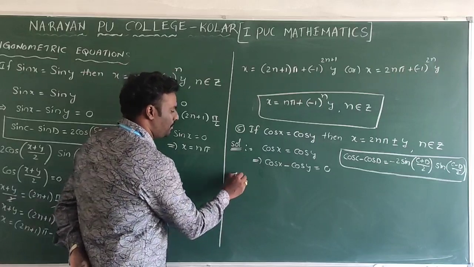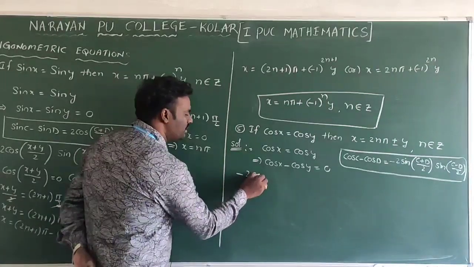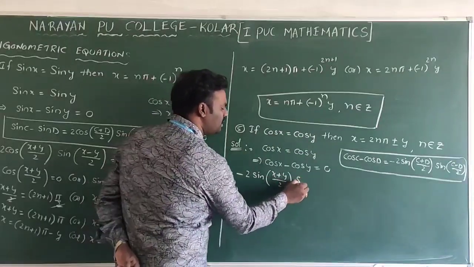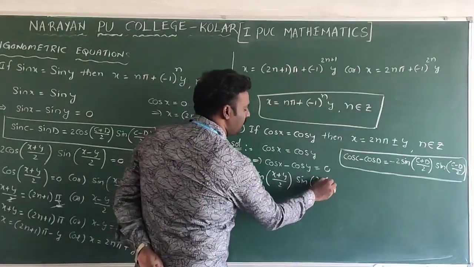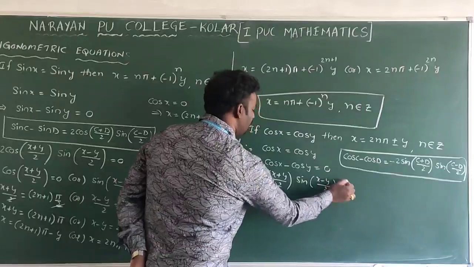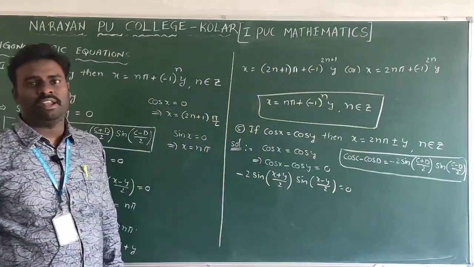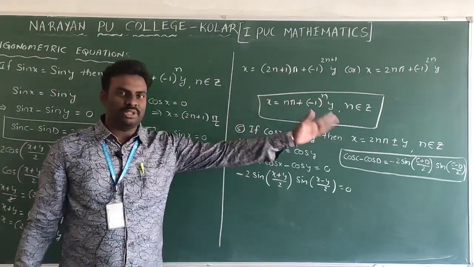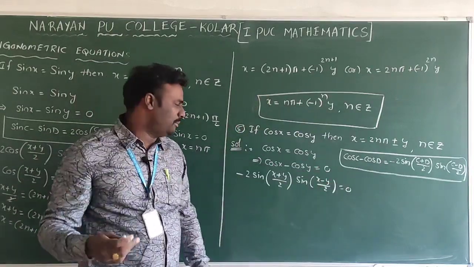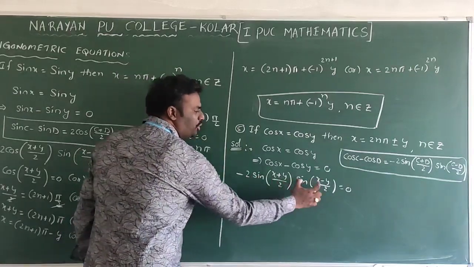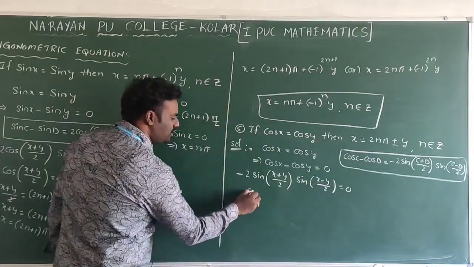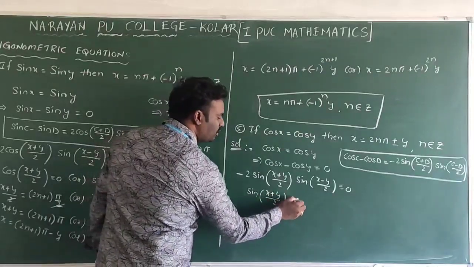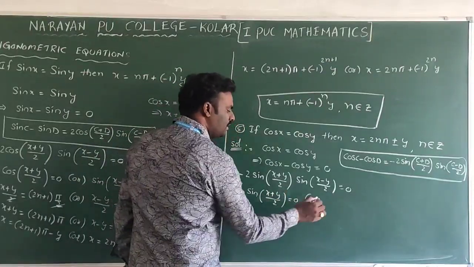Apply the formula: minus 2 sin((x+y)/2) sin((x−y)/2) is equal to 0. You send minus 2 that side. Don't say minus 2 goes to that side and becomes plus 2. No, it is multiplying, it goes to that side dividing, and 0 divided by anything will be 0. Now the product of two numbers is 0, means either the first one is 0 or the second one is 0.